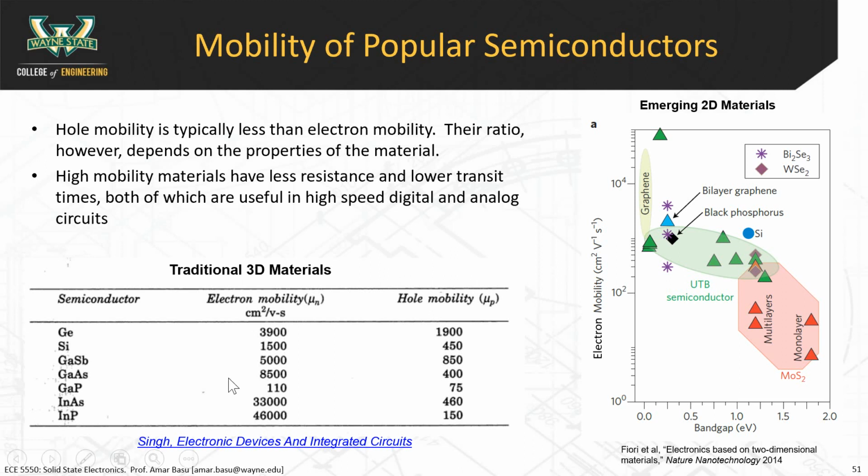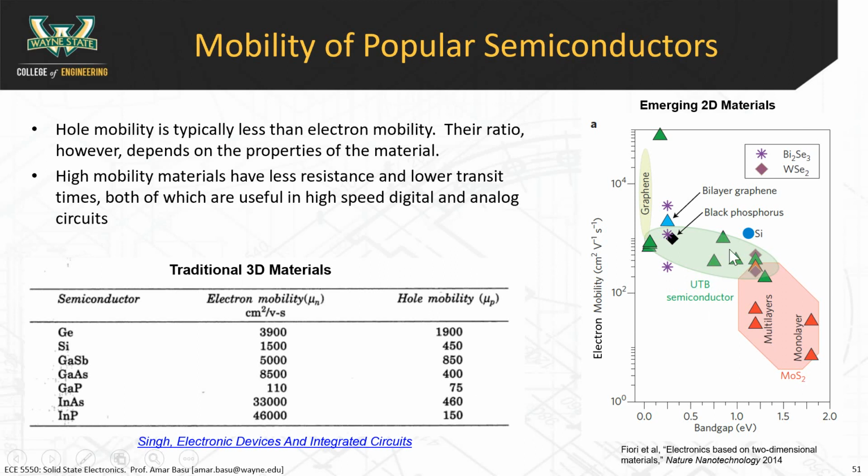Gallium arsenide has a mobility of 8,500. Gallium arsenide was widely used in high-speed amplifiers, so things like military applications, military radar that operate in the many gigahertz range. So high mobility materials have less resistance and lower transit times, both of which are useful in high-speed digital and analog circuits. There's also, as I mentioned briefly, the emerging 2D materials.